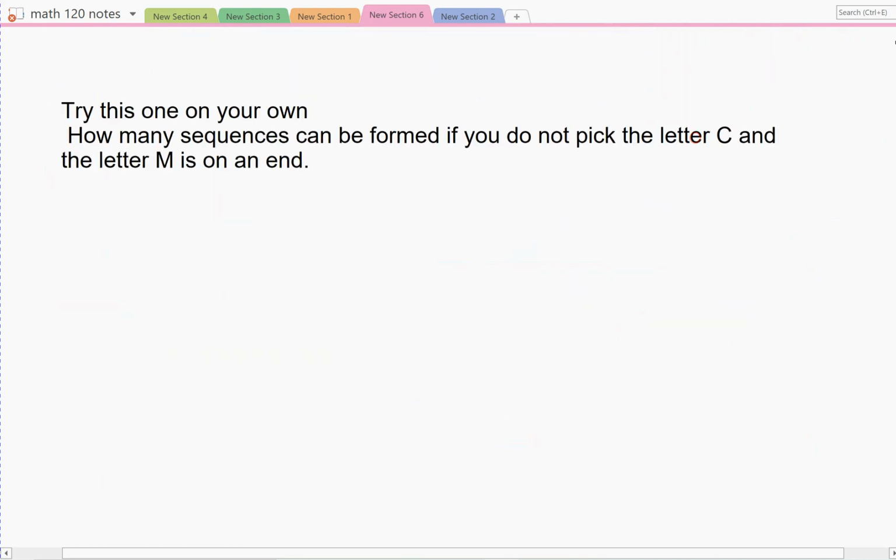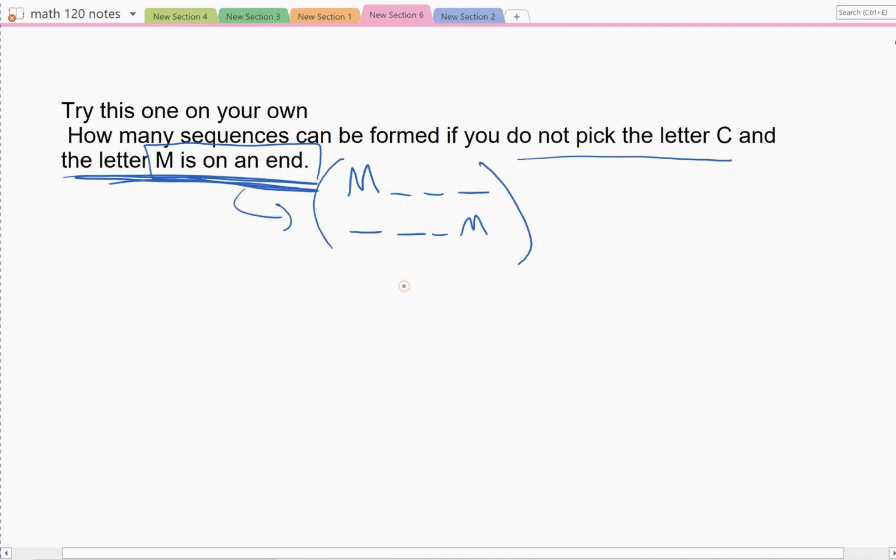On your own, try to figure out how many sequences can be formed if you cannot pick the letter C, so basically letter C is thrown out, and you pick the letter M, but you place it on an end. On an end means there's 2 ends to my sequence. M can either be on the first end or the last one. So the first spot is an end and the last spot is an end. That's what I mean by ends. There's 2 places the letter M could show up. And then I also have this. So see if you can figure that out on your own. Like I said before, if you go and look at the filled in notes that I'll be posting later after this video is supposed to be watched, you can have the answer to that there.